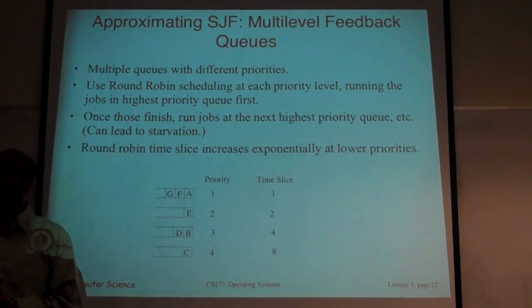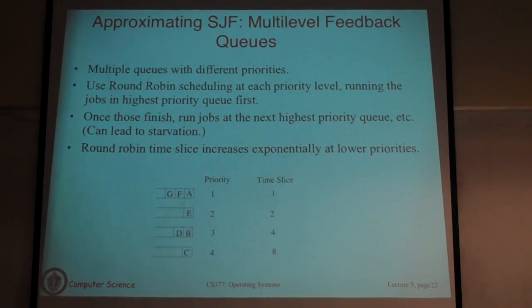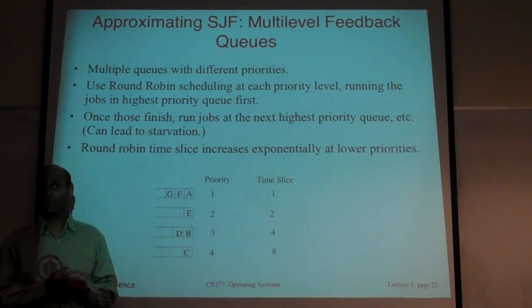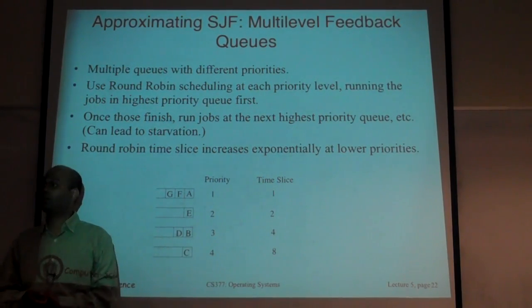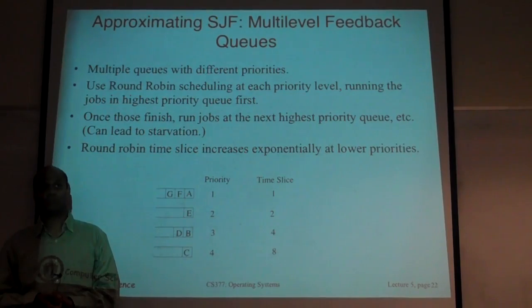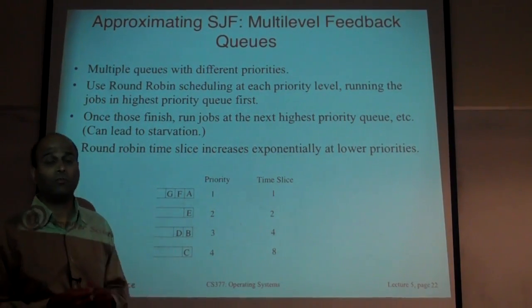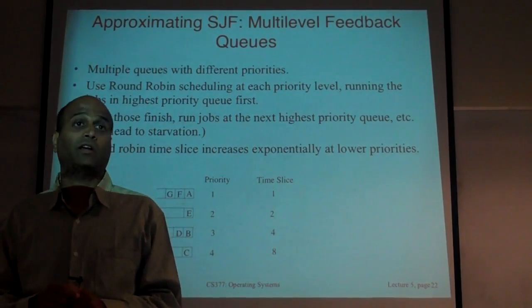Now, third thing is how tasks are assigned to these queues. Assume you have a new job that comes in, a new process starts up. By default, it will always join the highest priority. So the default is whenever a new job or process arrives into the system, stick it into the highest priority.